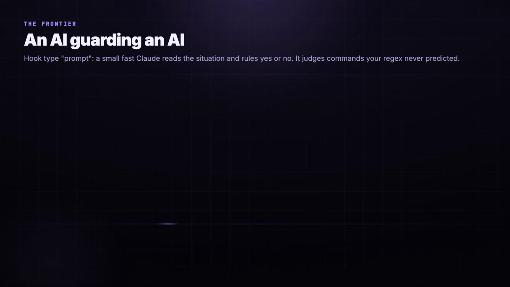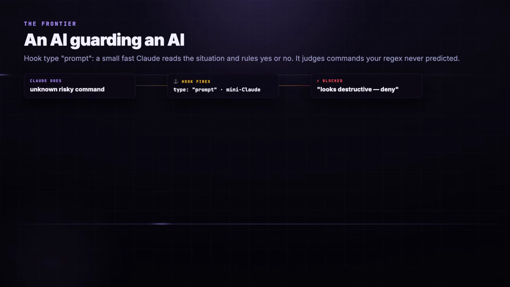One more thing before the safety talk, because this is where hooks get genuinely futuristic. Everything I built today used shell commands, the simplest of the 5 hook types. But there is a type called prompt, where instead of a script making the decision, a small fast Claude model reads the situation and answers yes or no.